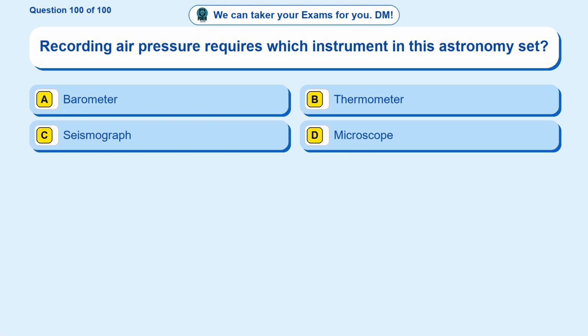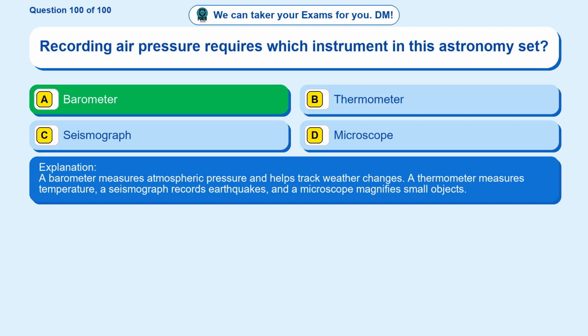Question 100. Recording air pressure requires which instrument in this astronomy set? Option A, barometer. Option B, thermometer. Option C, seismograph. Option D, microscope. The correct answer is option A, barometer. A barometer measures atmospheric pressure and helps track weather changes. A thermometer measures temperature, a seismograph records earthquakes, and a microscope magnifies small objects.